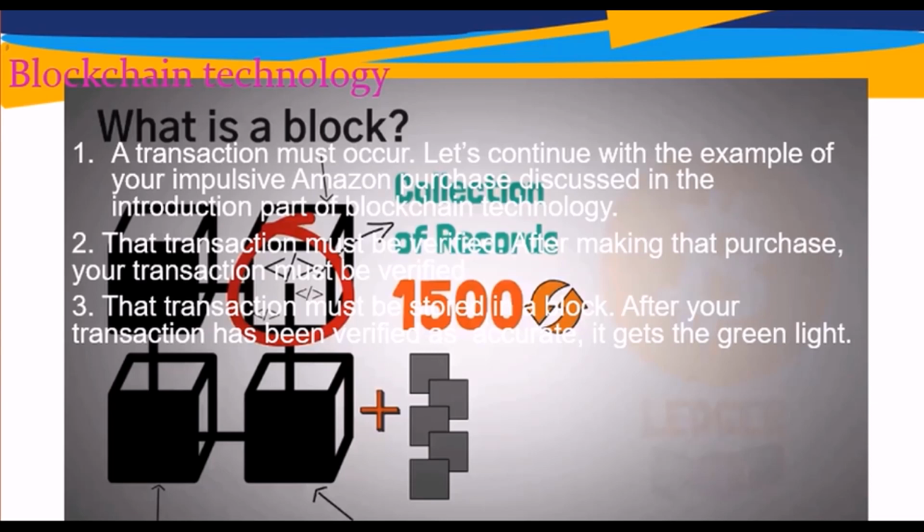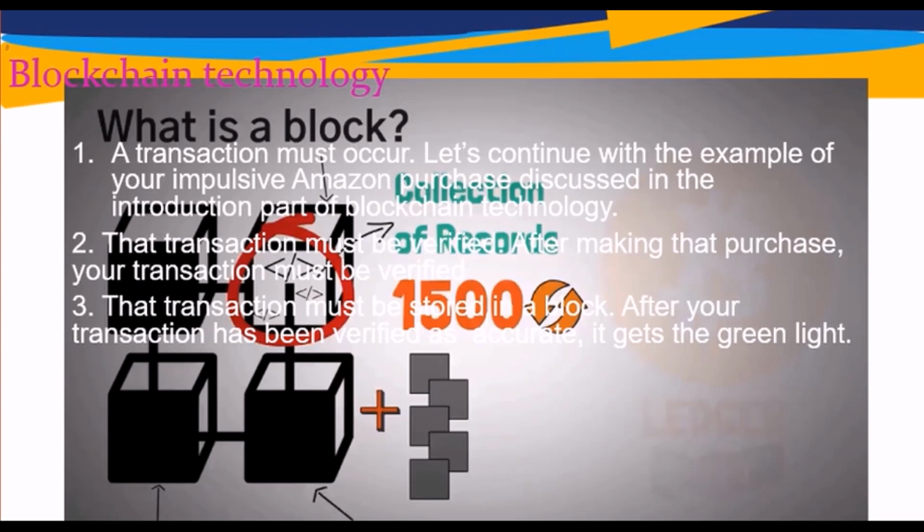When you make a purchase from Amazon, that network of computers rushes to check that your transaction happened in the way you said it did. That is, they confirm the details of the purchase, including the transaction's time, dollar amount, and participants. More on how this happens in a second. Third, that transaction must be stored in a block. After your transaction has been verified as accurate, it gets a green light.